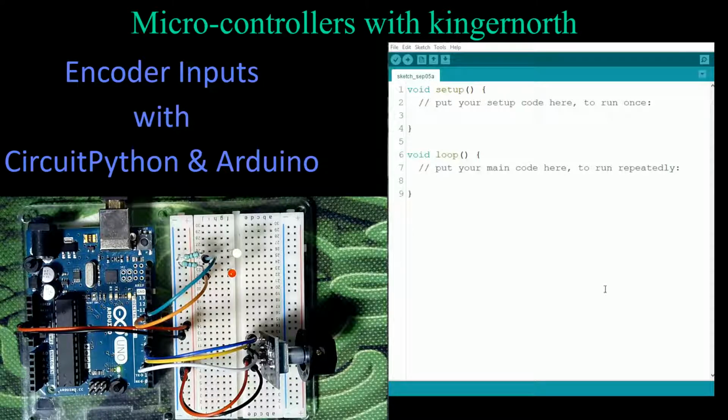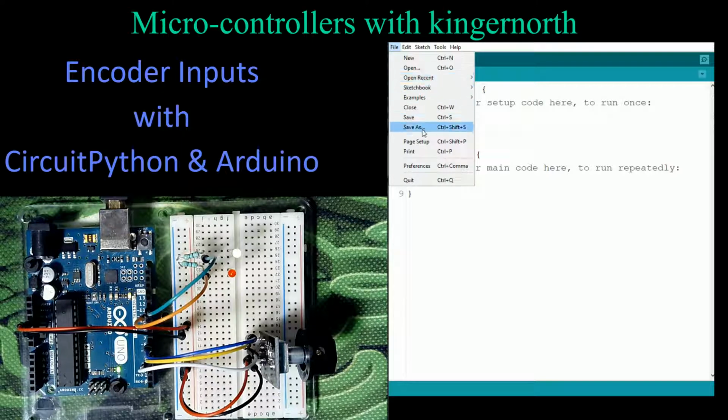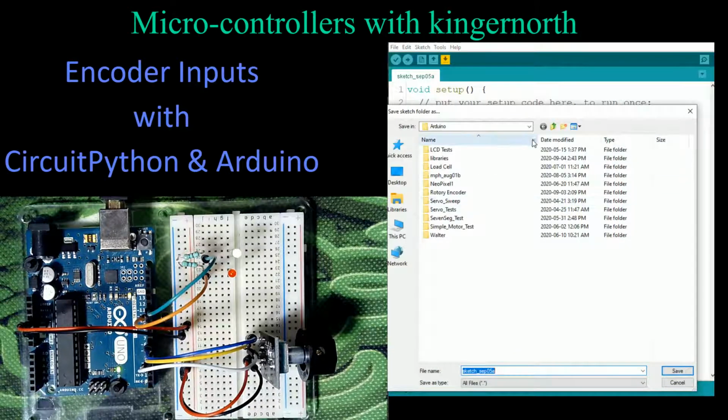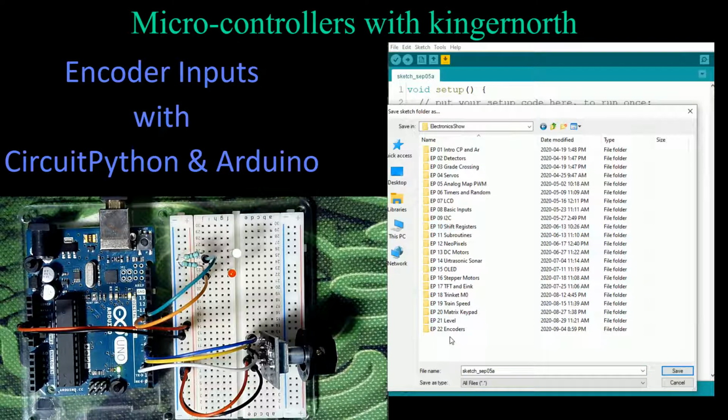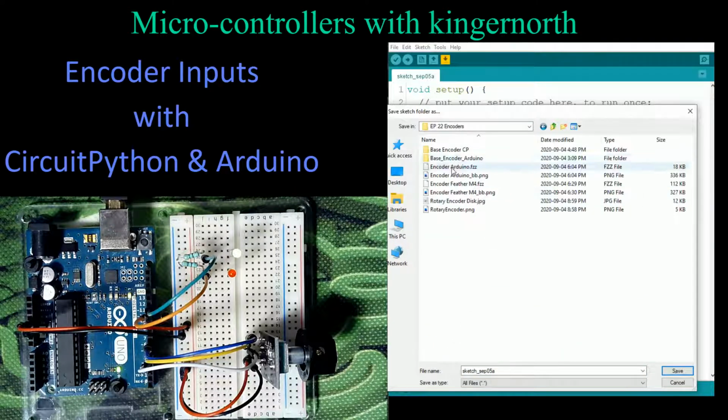So here we are, starting with our typical blank program. The first thing I want to do is a File Save As, so I'm going to go File, Save As, and create a new file. Let's create this under today's listings here for my electronics shows. We're all the way down to episode 22, Encoders. I already have the program built, which is what I'm basically going to copy. I don't have to create a new file, it'll just create the folder.